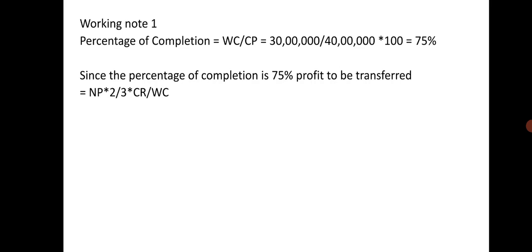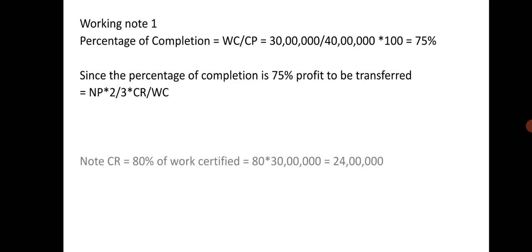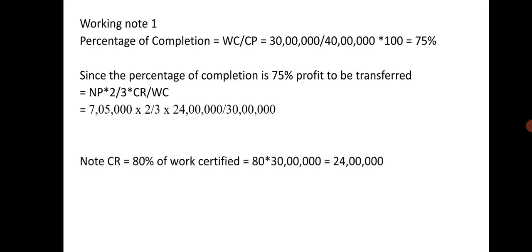So the formula is notional profit into 2/3 into cash received divided by work certified. But in this case, you can see that cash received is not mentioned. They have told it is 80% of the work certified. So for this year, the work certified is 30 lakh. So the 30 lakhs, 80% will be 24 lakh. So you just need to now substitute the values, 24 lakh divided by 30 lakh. Then you get the value as 3 lakh 76,000.